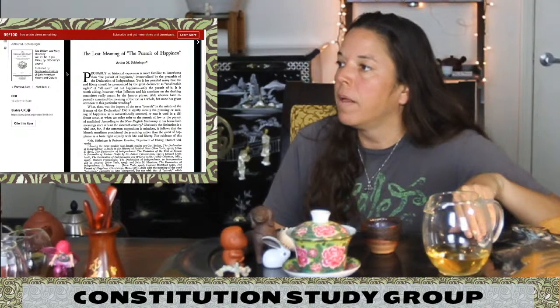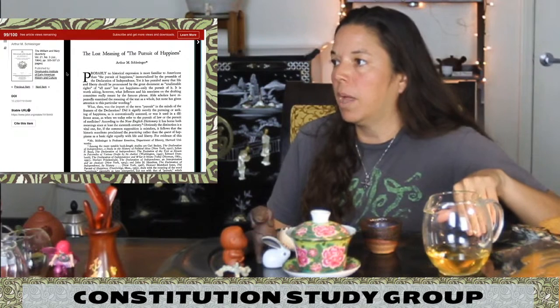What then was the import of the term pursuit in the minds of the framers of the Declaration? Did it signify merely the pursuing or seeking of happiness, as is conventionally assumed, or was it used in a different sense, as when we today refer to the pursuit of law or the pursuit of medicine? According to the New English Dictionary, it has borne both meanings since at least the 16th century. Obviously, the distinction is a vital one, for if the common supposition is mistaken, it follows that the historic manifesto proclaimed the practicing rather than the quest of happiness as a basic right, equality of life and liberty.